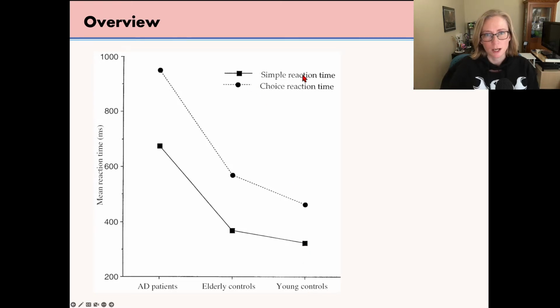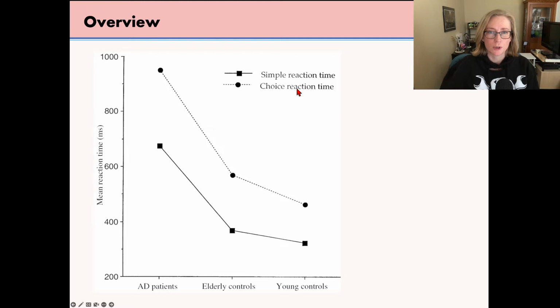This is a simple reaction time. So say the researcher tells you, when something comes up on the screen, doesn't matter what it is, click the button as fast as you can when you see something pop up. So that's, for example, a simple reaction time. Young controls are going to be pretty much at that 300 millisecond range here. Elderly controls a little bit slower, and then our Alzheimer's disease patients are going to be a lot slower than that.